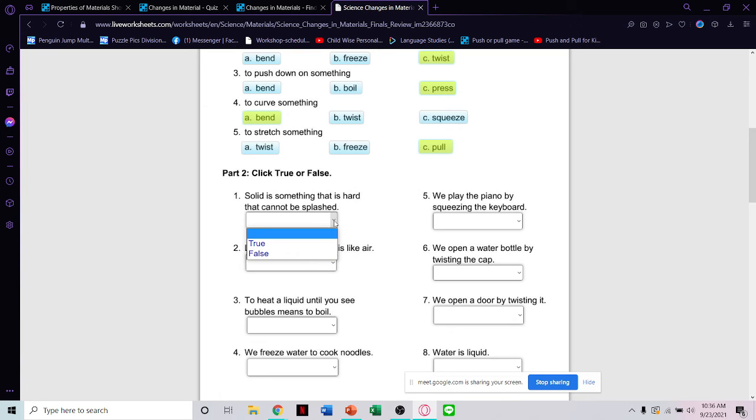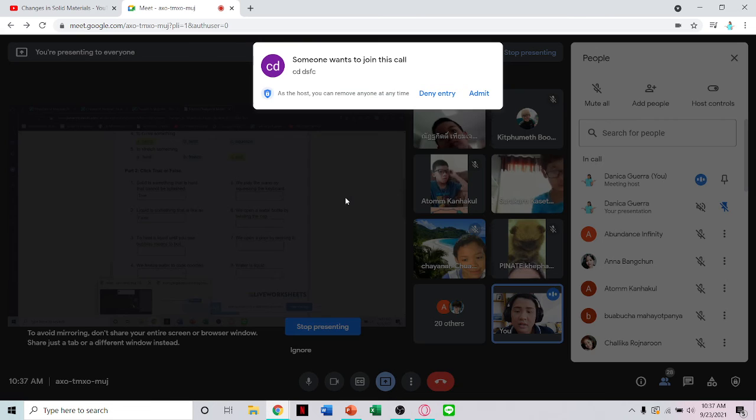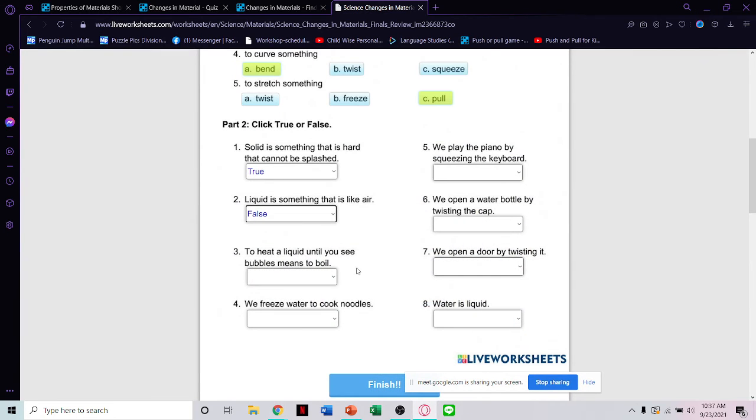Next, part 2 will be either true or false. You just have to click on the arrow to see true or false. Listen carefully. Number 1, solid is something that is hard and cannot be splashed. True or false? True. Next, liquid is something that is like air. False, because liquid is like water, not air.